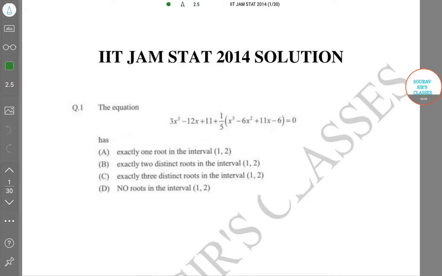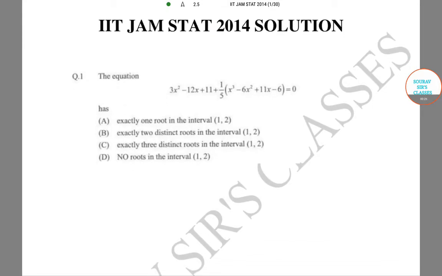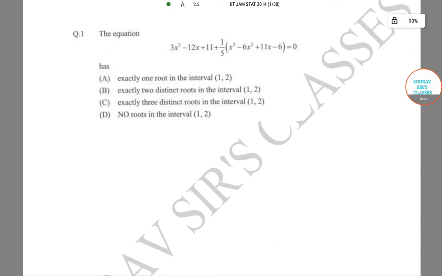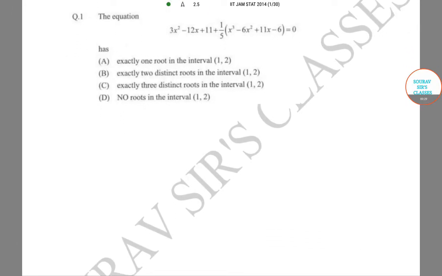Today we are going to solve the IIT JAM Statistics 2014 question paper, and the first problem is: the equation 3x² - 12x + 11 + (1/5)(x³ - 6x² + 11x - 6) = 0 has how many roots in the interval (1, 2)? We are given 4 options as usual. We have to choose the correct answer.